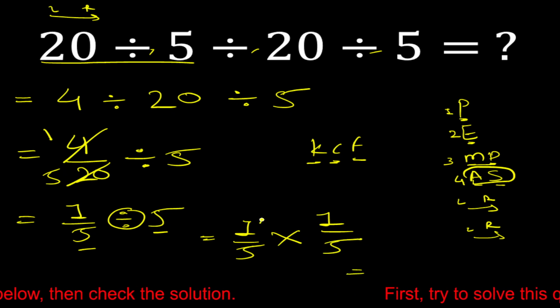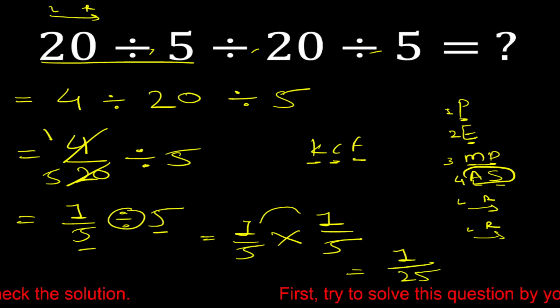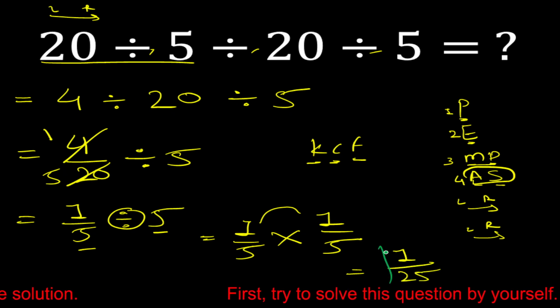So 1 multiply 1 is equal to 1. 5 multiply 5 is equal to 25. So 1 by 25 is the correct answer.